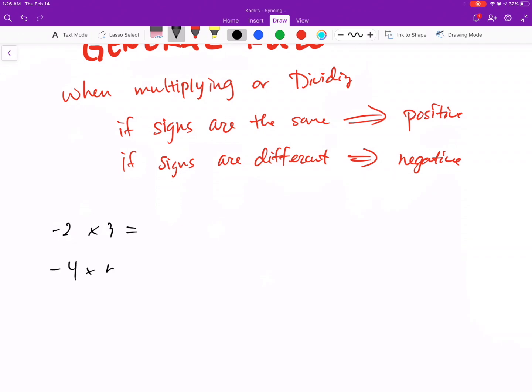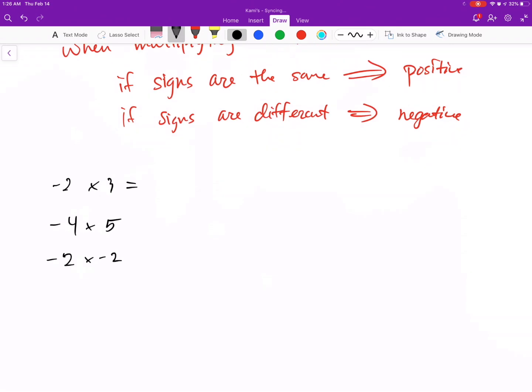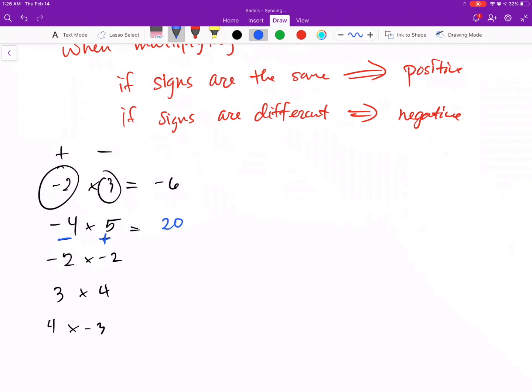Alrighty, so let's try out some. Negative 2 times 3. Negative 4 times 5. Negative 2 times negative 2. 3 times 4. 4 times negative 3. So, negative 2 and 3. Let's see, negative, positive. Signs are different, so it's negative. 3 times 2, 6. Negative, positive. 5 times 4 is 20. Is it positive or negative? Well, we have different signs, so negative.